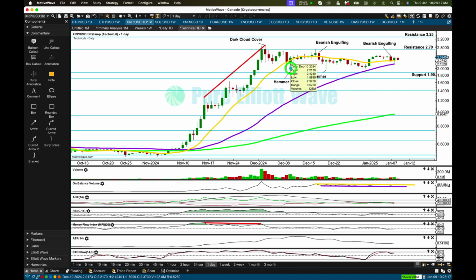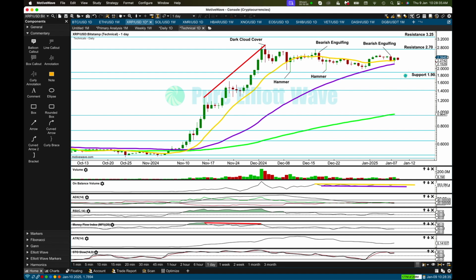Price is finding strong support at 1.9. We've got a hammer here, another hammer here at support. We have a bearish engulfing pattern here at resistance. Another bearish engulfing pattern completed for the 7th of January, and now price is moving a little bit sideways. If we see a downward swing, look for support at 1.90.